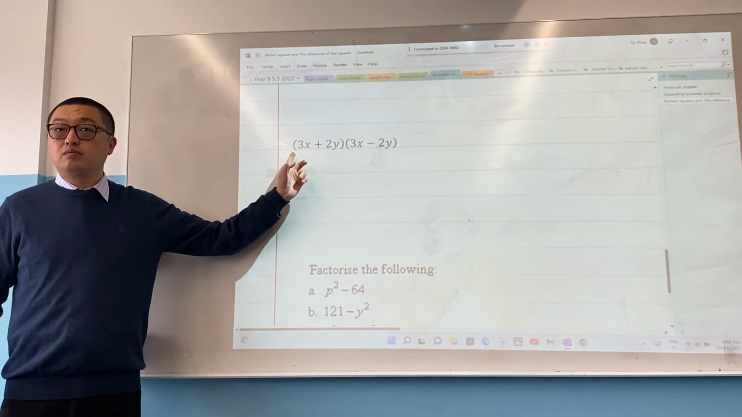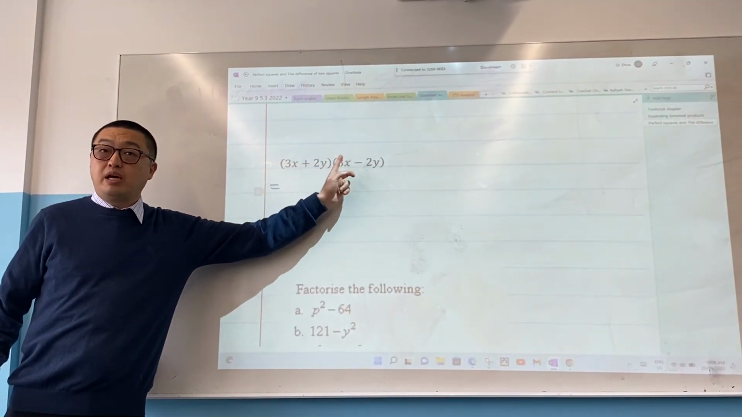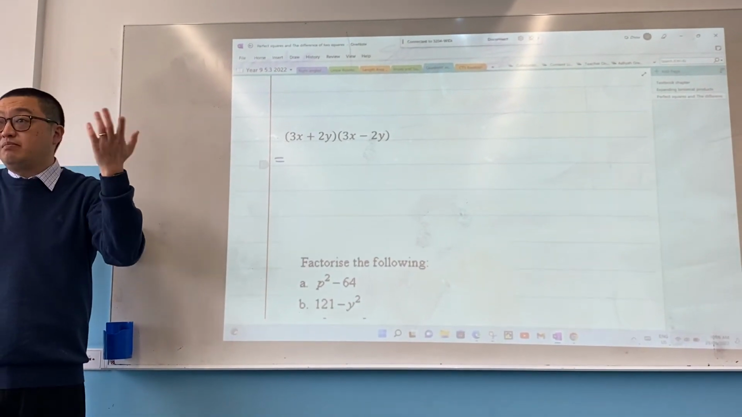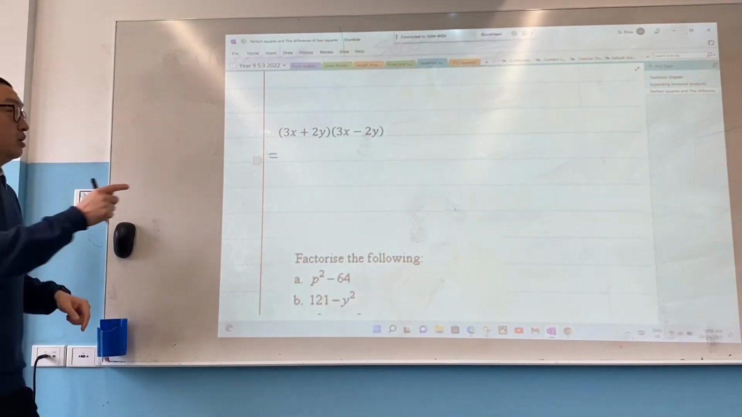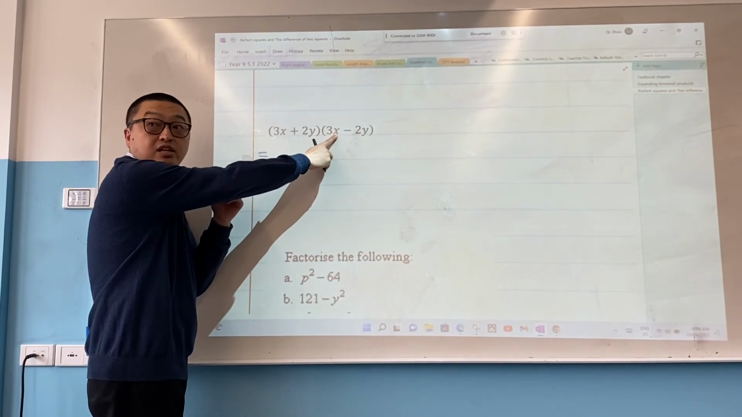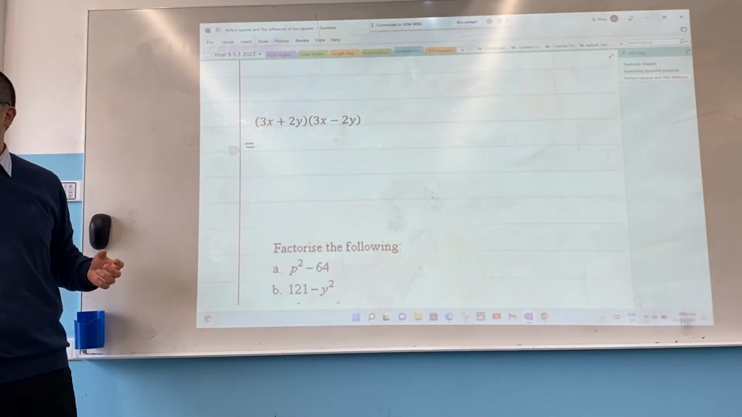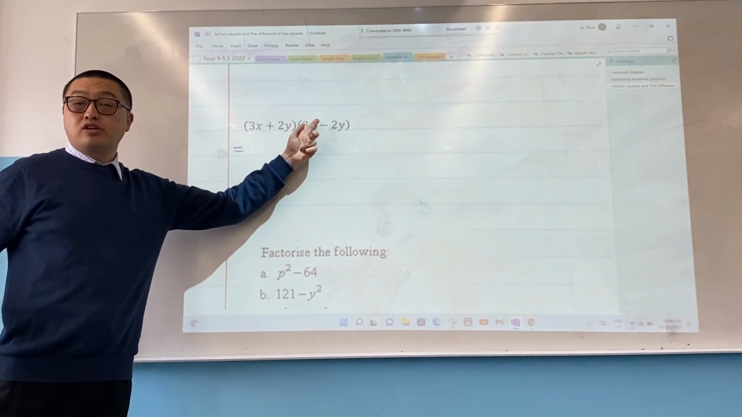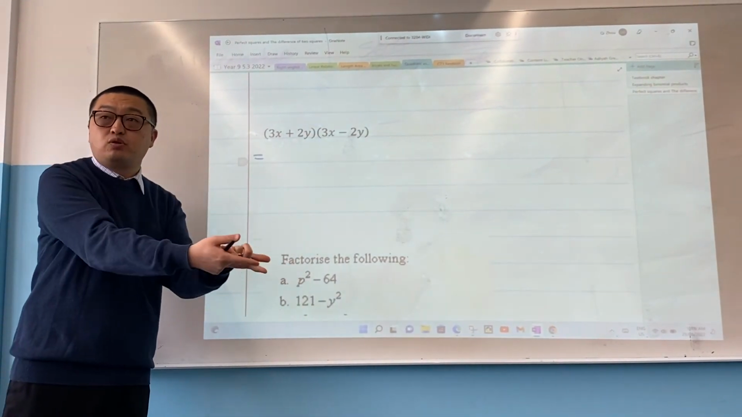What's this? A plus B, A minus B. By the way, when I say that A, B thing, the A and A has to be the same. Otherwise, the difference of two squares will not work. This A obviously has to be the same as this A. That's B, has to be the same as this B. Only difference is the plus minus, plus minus. That's why it's called difference of two squares.